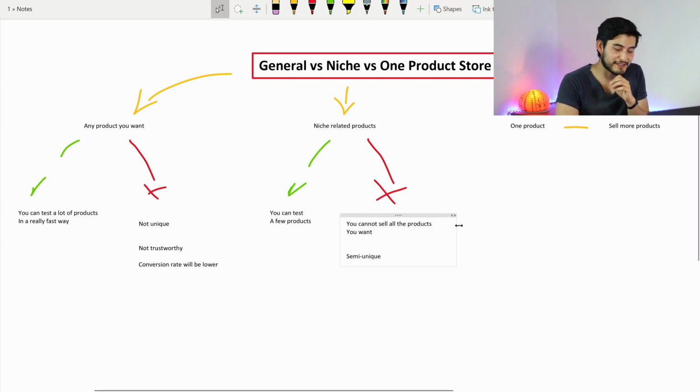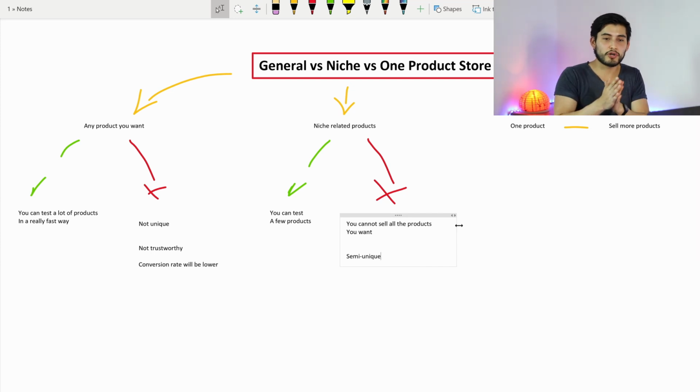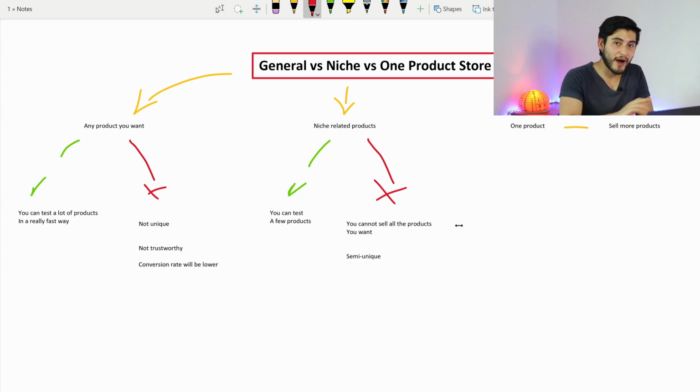So you're gonna have a semi-unique business because maybe you are gonna be more unique than a general store, but still you are not gonna have a unique brand because you will be competing in this case with Petco, for example, or you're gonna be competing with a niche store like, I don't know, Lululemon, for example. You are competing with this type of companies if you create a niche store. But here, guys, in a minute I will tell you why you should not use a niche store. But in general, these are the pros and cons.